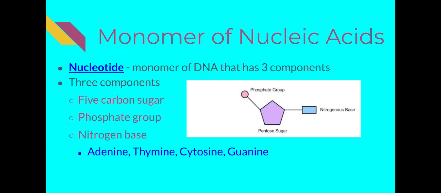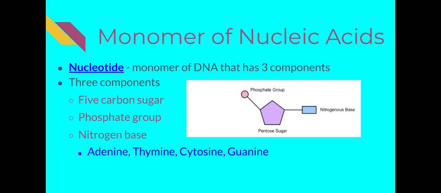Monomers of nucleic acids are called nucleotides. A nucleotide is a monomer of DNA that has 3 components. Those 3 components include a 5-carbon sugar, a phosphate group, and a nitrogen base. Now, the nitrogen bases that we'll see in DNA include adenine, thymine, cytosine, and guanine. And if we have RNA, instead of seeing thymine, we'll see uracil, but they all have a very similar structure.